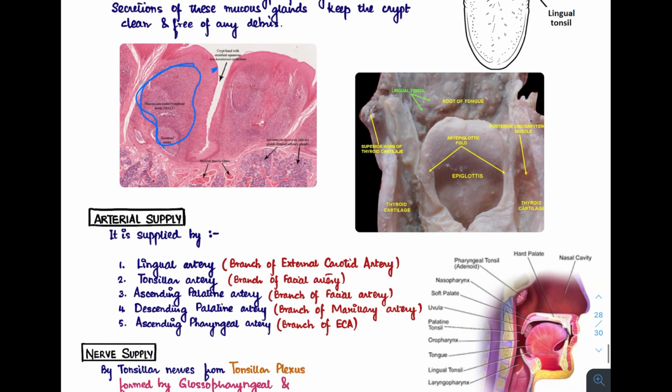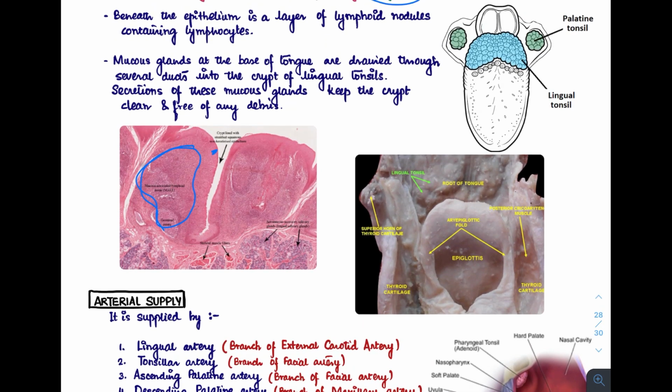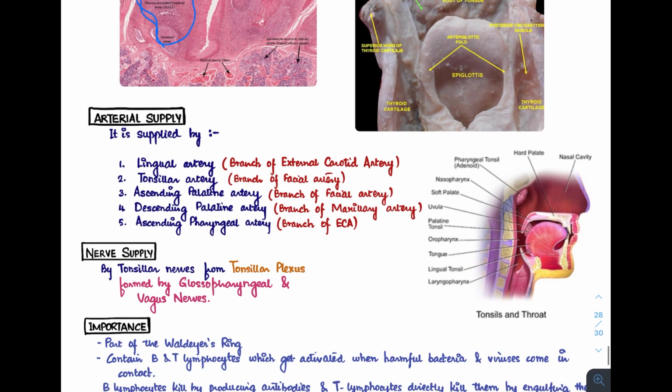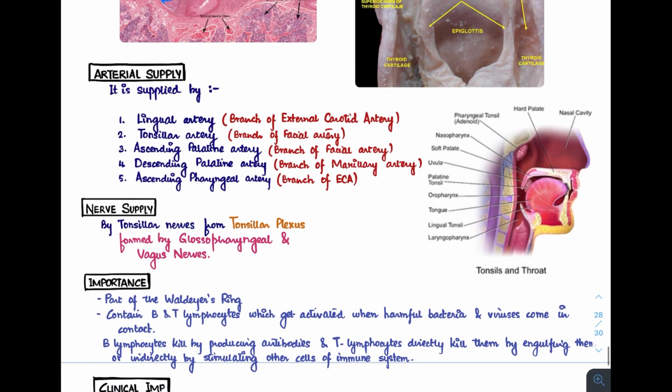The arterial supply is again exactly similar to that of the palatine tonsils, which are the lingual artery, the tonsillar artery, the ascending palatine artery, the descending palatine artery, and the ascending pharyngeal artery. As you can see in the structure here, this is the location of the lingual tonsils. It lies in the lamina propria of the root of the tongue, and it gets its nerve supply from the tonsillar plexus formed by the glossopharyngeal and the vagus nerves.